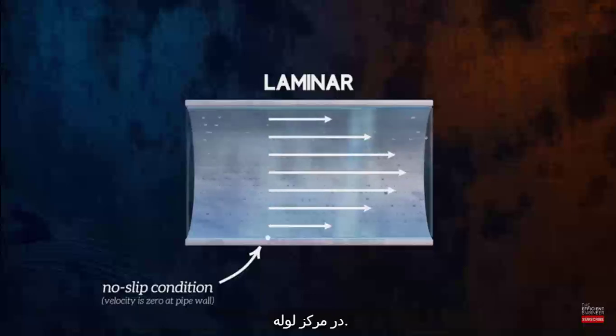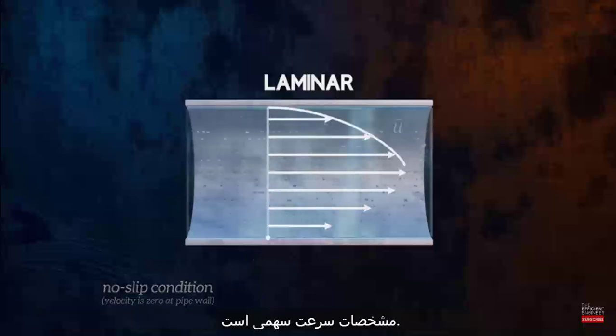The flow velocity right at the pipe wall is always zero. This is called the no-slip condition. For fully developed laminar flow, the velocity then increases to reach the maximum velocity at the center of the pipe. The velocity profile is parabolic.